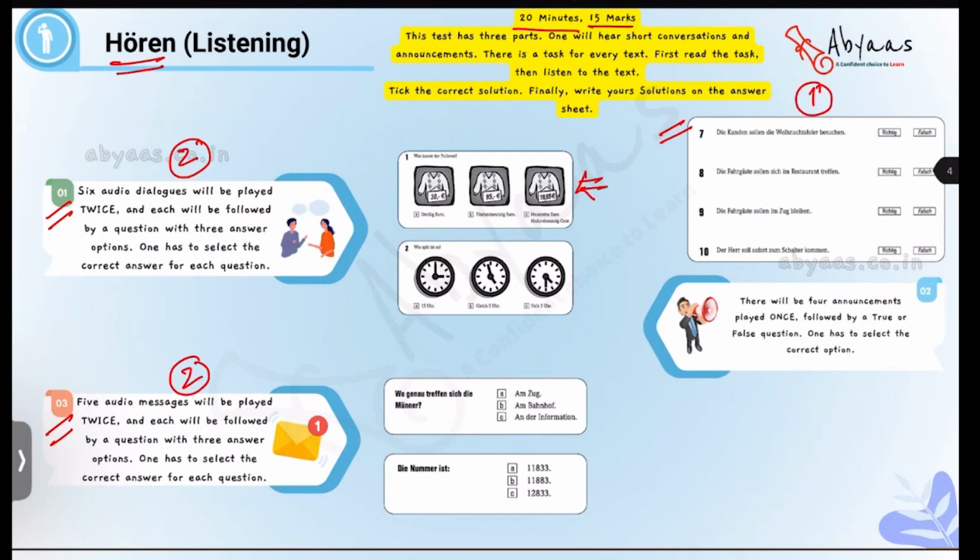Coming to part 2, it consists of 4 announcements. You have to listen to the announcements properly and choose the right or wrong option, depending on the statement they mention in the question. Now coming to part 3, it is played twice and you will have 5 audio messages, each followed by a question with 3 answer options. One has to select the correct answer for each question.